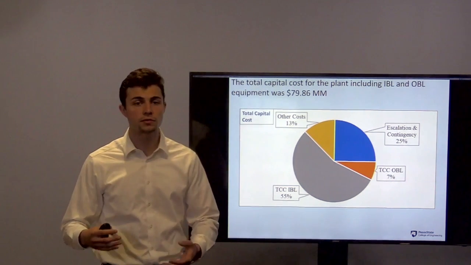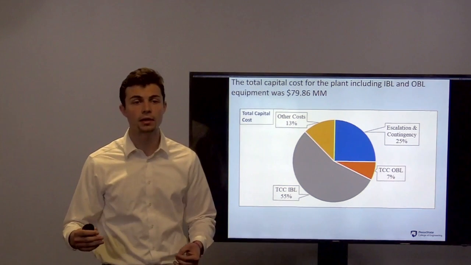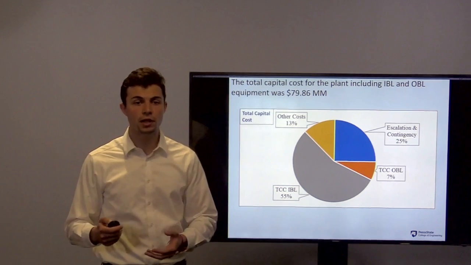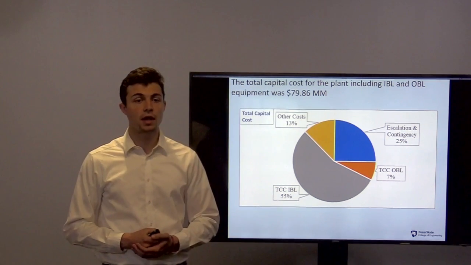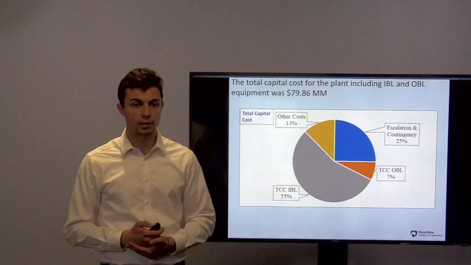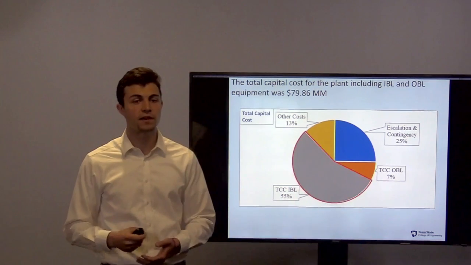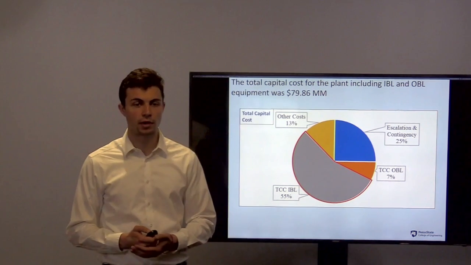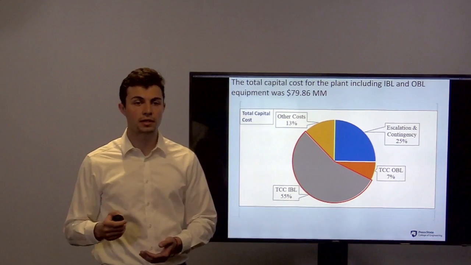Next, I'll break down the equipment, or the total capital cost for the plant, right? So the total capital cost for our plant, including IBL and OBL equipment, was roughly $80 million, right? And the majority of this was from the total contractor cost, inner battery limit cost, right? And that makes up about 55%, as you can see there. That is by far the largest portion of all of our expenditures. So I'll break that down right here.